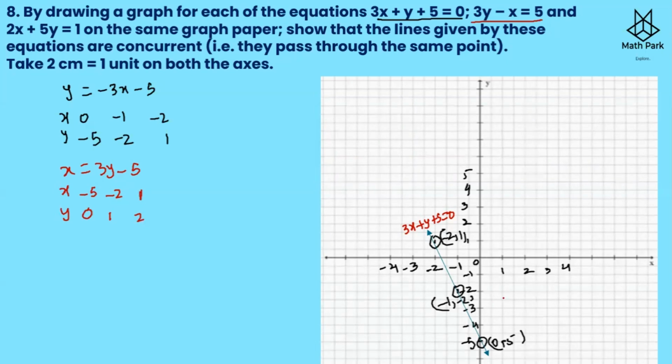Let us plot these points. Minus 5, comma 0 on x-axis. This is minus 5, so this is the point minus 5, comma 0. Minus 2, 1. So on x-axis minus 2 and 1, this is the common point minus 2, comma 1. And 1, comma 2. 1 on x-axis and 2 here. So now let us join these points.